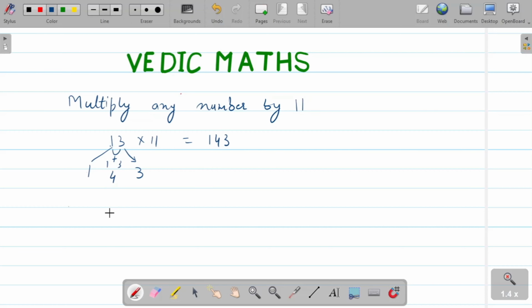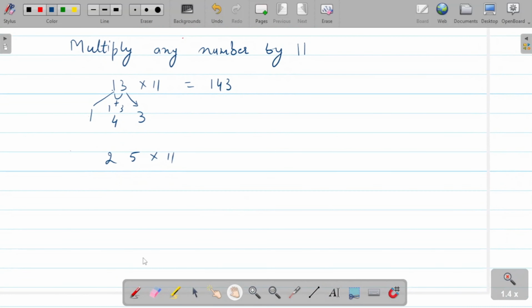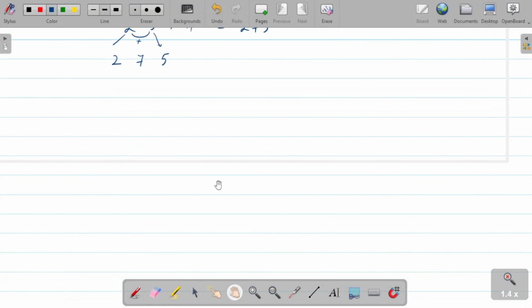Let's take another example. 25 multiplied by 11. What we do is we write the first number as it is, add these two numbers, 2 plus 5 is 7, and write the last number as it is. The answer is 275.